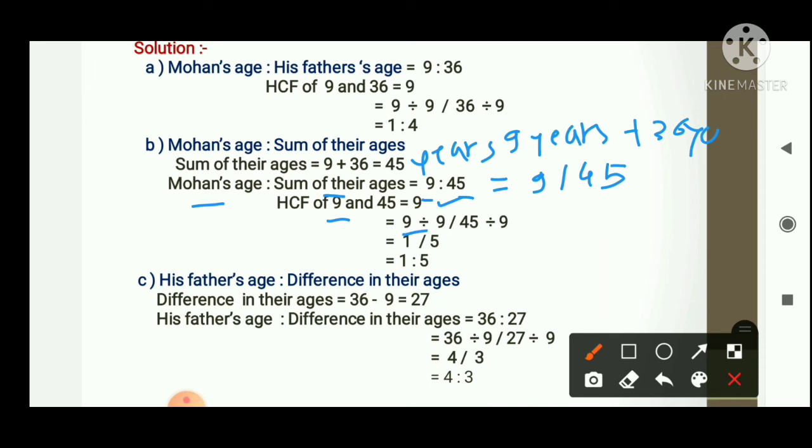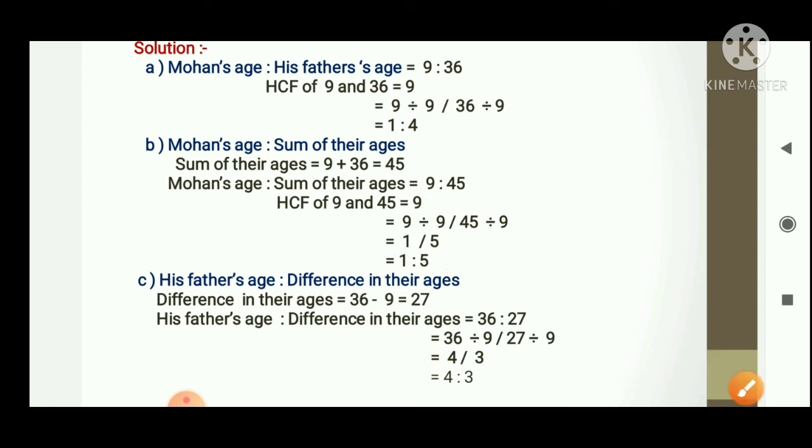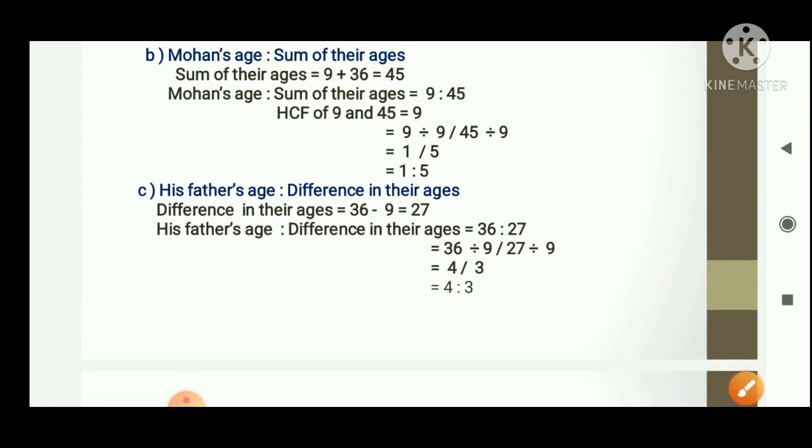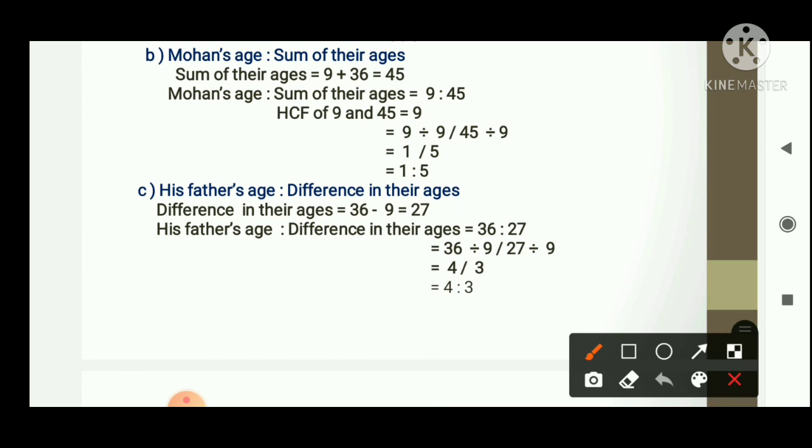So we divide 9 by 9 and 45 by 9. By dividing 9 by 9 we get quotient 1, and by dividing 45 by 9 we get quotient 5. So its ratio is 1:5. Mohan's age to sum of their ages, its ratio is 1:5. Next we have to find the ratio of his father's age to difference in their ages.